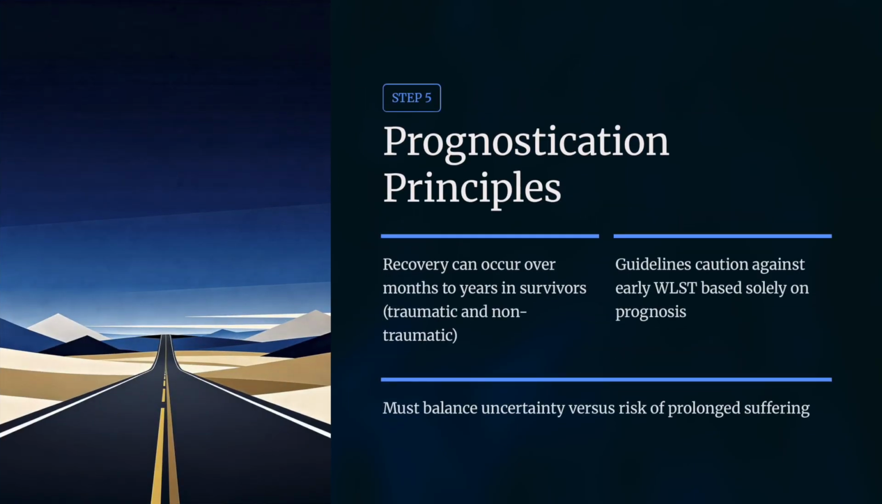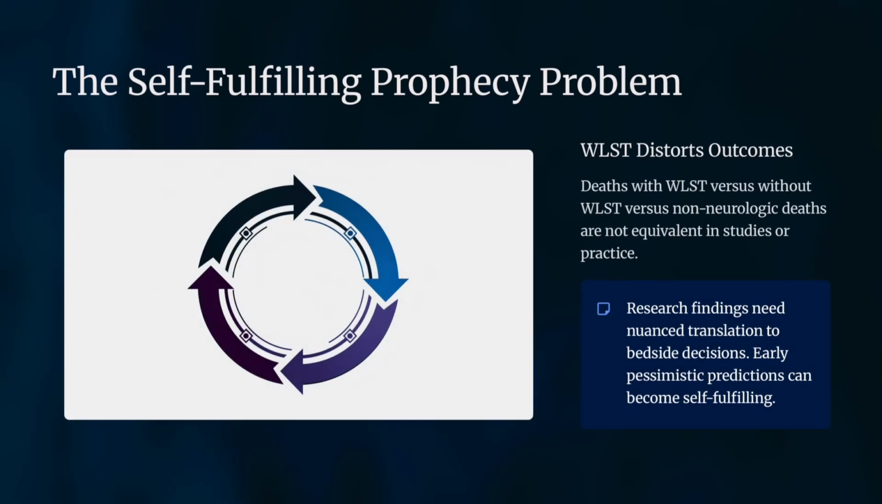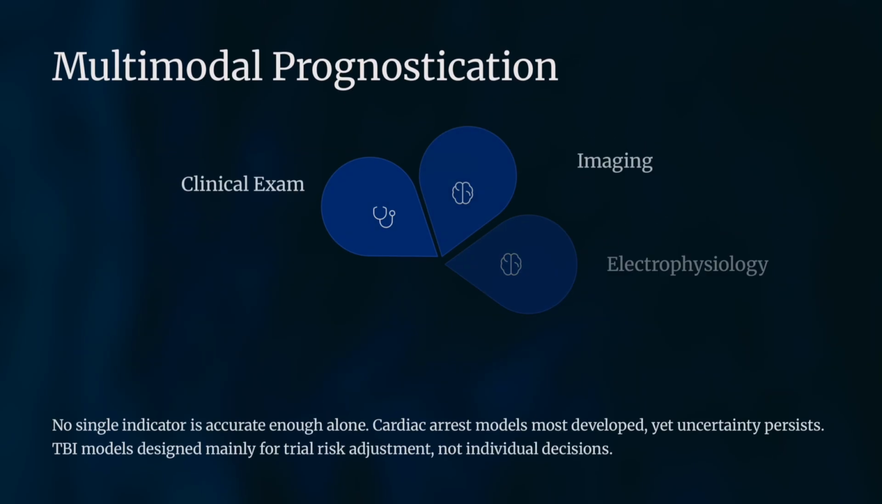Regarding prognostication, recovery can occur over months to years in survivors. Guidelines caution against early withdrawal of life support based solely on this type of prognosis; we must balance uncertainty versus risk of prolonged suffering. Now, the self-fulfilling prophecy problem. Deaths with withdrawal of life support versus without, versus non-neurological deaths, are not equivalent. Research findings need nuance in translating to bedside decisions, and to see how exactly these early pessimistic predictions become self-fulfilling or not.